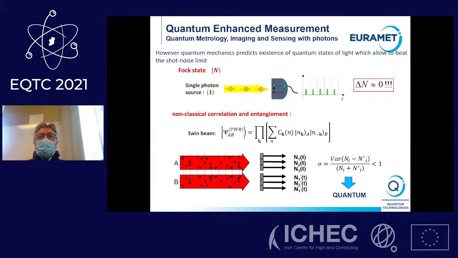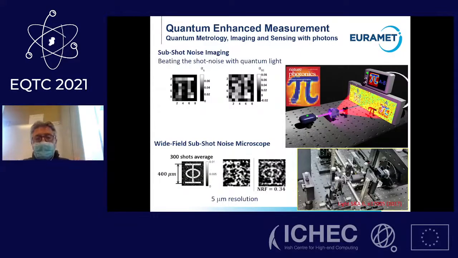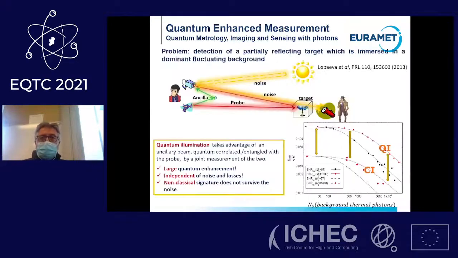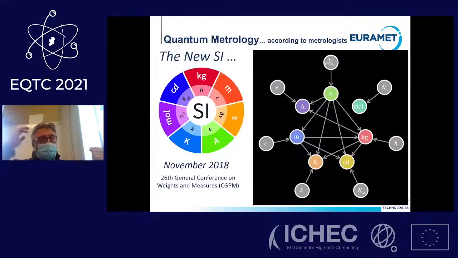So, exploiting twin beam states, which have a perfect correlation in the number of photons, you can take advantage of this perfect correlation to go below the shot noise limit. This is, for example, the case of sub-shot noise imaging, and regarding sub-shot noise imaging, Euromet was able to develop a real working sub-shot noise microscope. But it can also be the case of quantum illumination, where even if the entanglement is already broken, the advantage of exploiting quantum light is still there with respect to the use of non-quantum light.